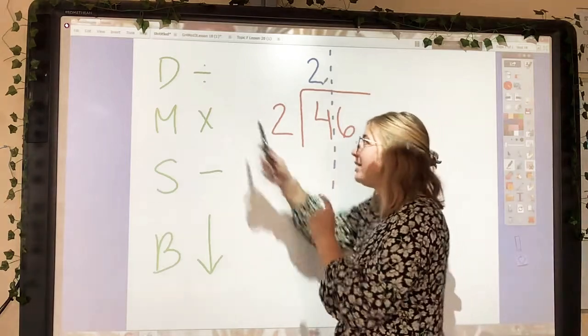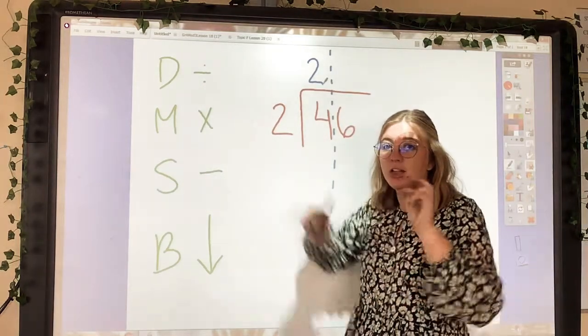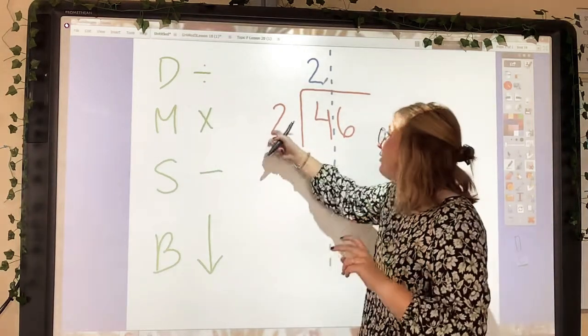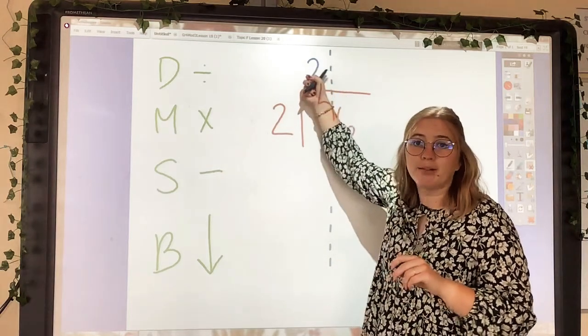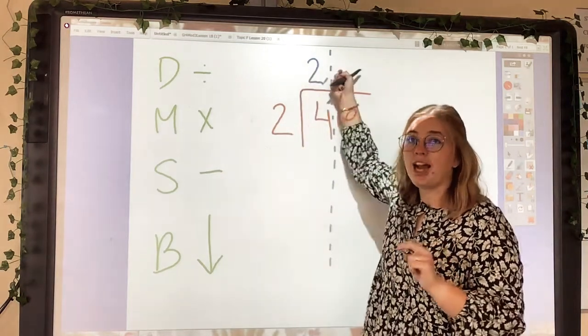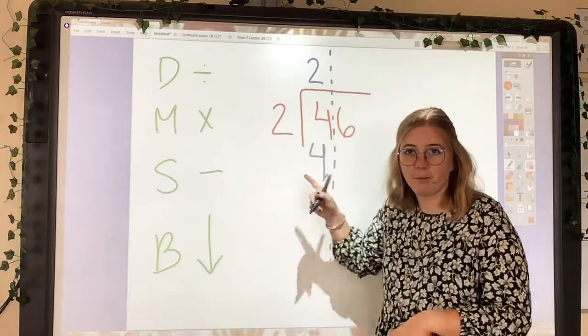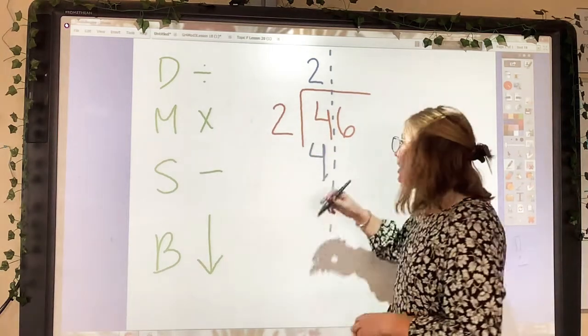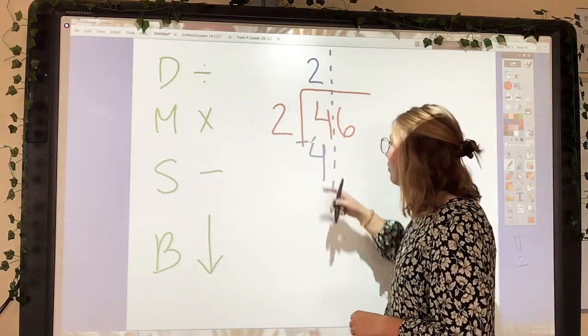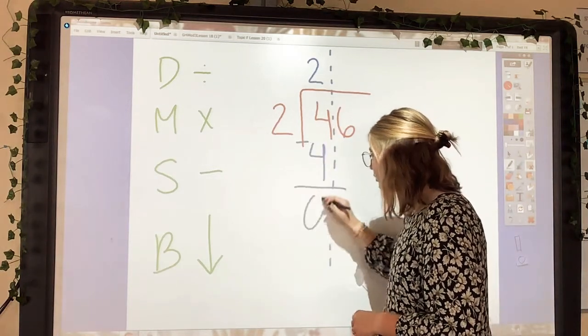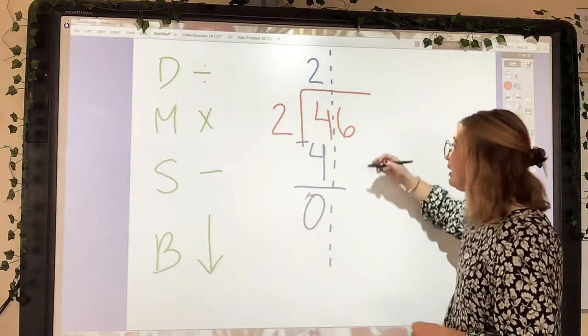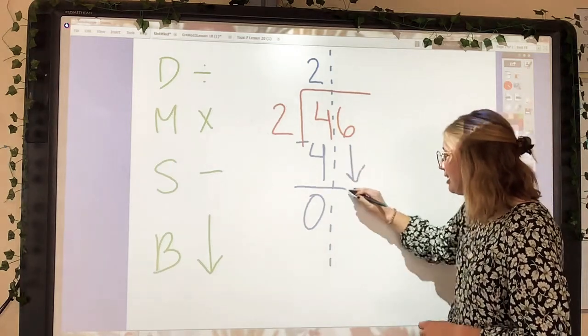And then that's my divide step. Then I multiply those 2 numbers together, the divisor by that number that I wrote in my quotient. So 2 times 2 is 4, so I write it underneath that 4. And then I subtract. 4 minus 4 is 0. Then I bring down the next digit over, which is that 6.